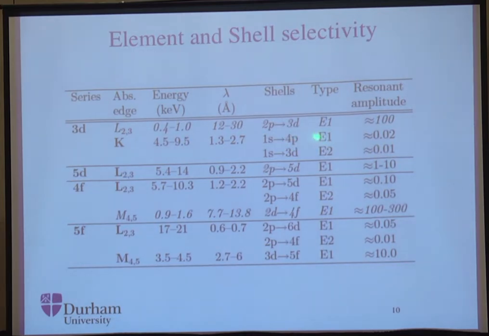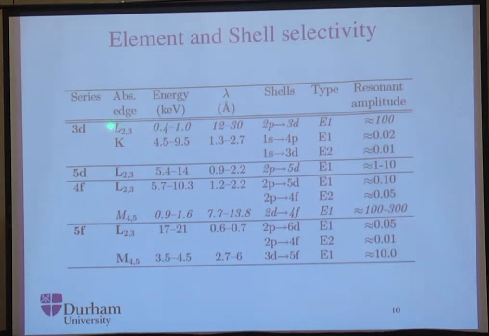Unfortunately, there are two transitions. There's the E1, the dipole moment, which is a transition from the 1s core electron up into the empty 4d states. It manages to completely avoid the 3d shell, and therefore has very little sensitivity to the magnetism in the 3d shell, and the resonant enhancement of the magnetic scattering is extremely small. And even the E2, which is a 1s to 3d, is similar.